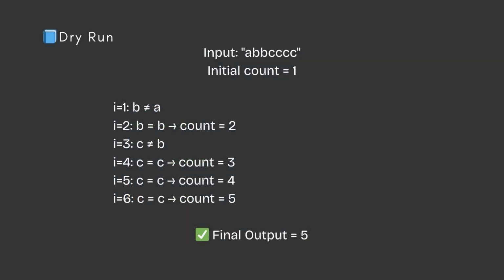Let's dry run this with the input ABBCCCC. We initialize count equals 1. i equals 1, B equals A? No. i equals 2, B equals B? Yes. Count equals 2. i equals 3, C equals B? No. i equals 4, C equals C? Yes. Count equals 3. i equals 5, C equals C? Yes. Count equals 4. i equals 6, C equals C? Yes. Count equals 5. So the result is 5, exactly what we expected.